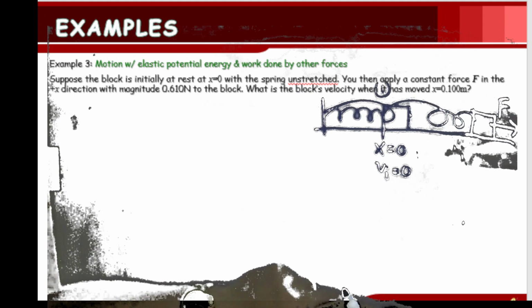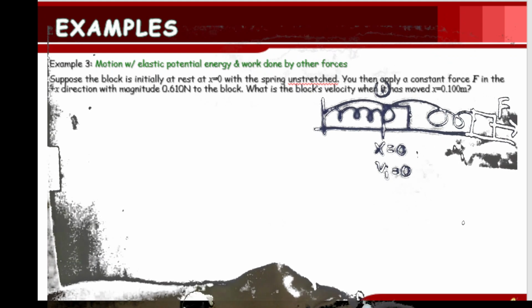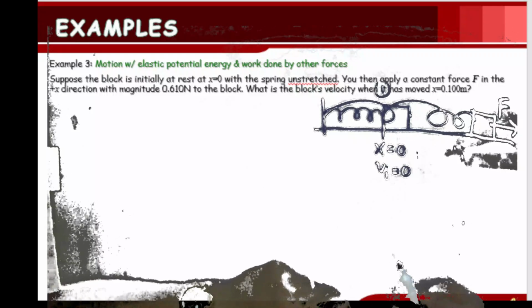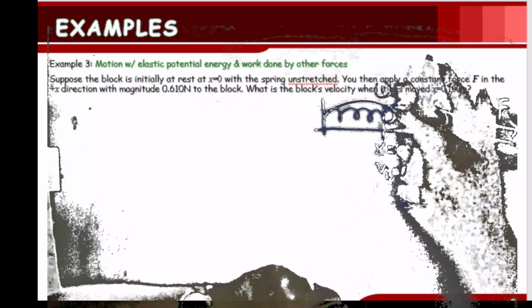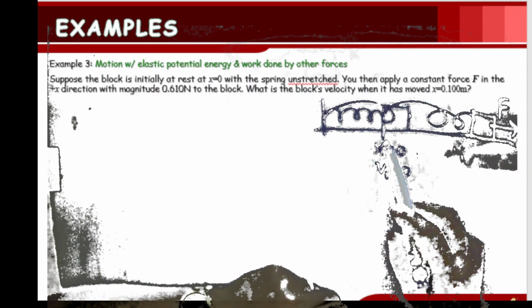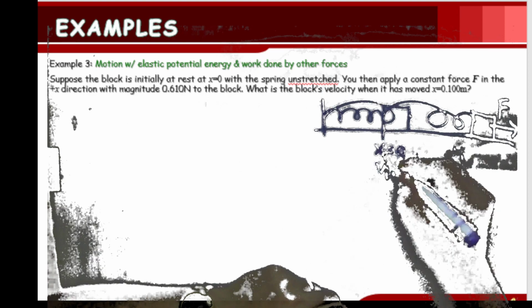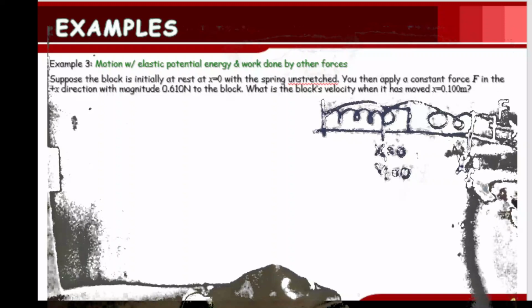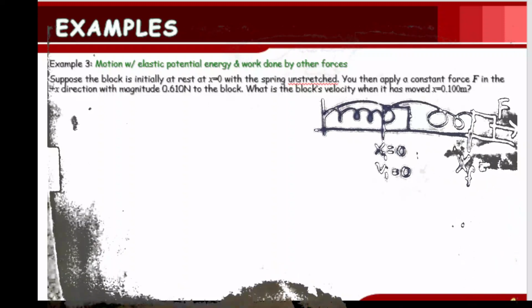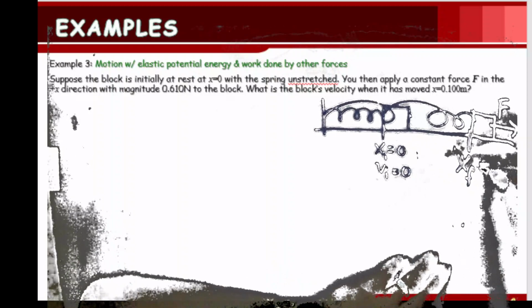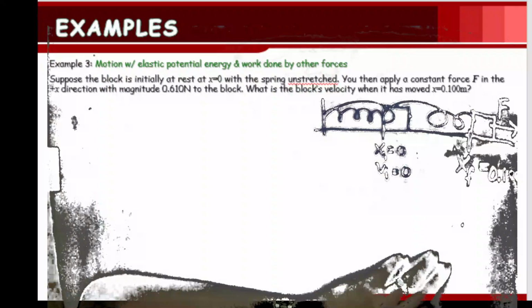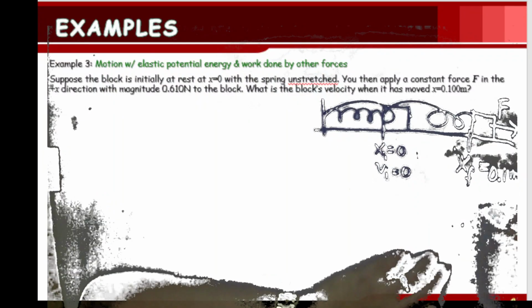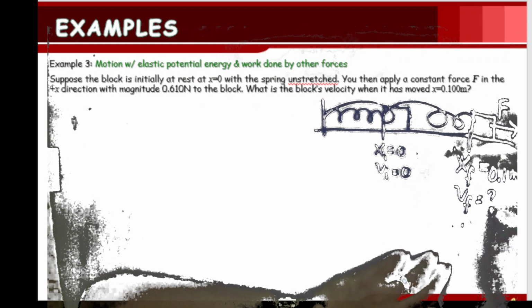Now, what will be the block's velocity when it has moved 0.1 meter? What will be its velocity when it has moved 0.1 meter? Our initial position is at x equals 0. This is your initial. Our final position is at this point, so let's say this is x final, where x equals 0.1 meter. When x becomes 0.1 meter, what will be the velocity? So the final velocity is what is asked.